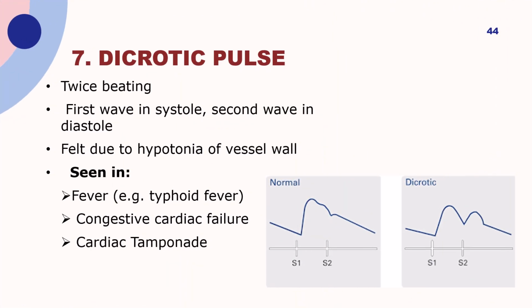Dicrotic pulse is also twice beating, but the first wave is in systole and the second wave is in diastole. It is mainly felt due to the hypotonia of the vessel wall, that is, the tone of the vessel wall is reduced. It is seen in fever like typhoid fever, congestive cardiac failure, and cardiac tamponade.